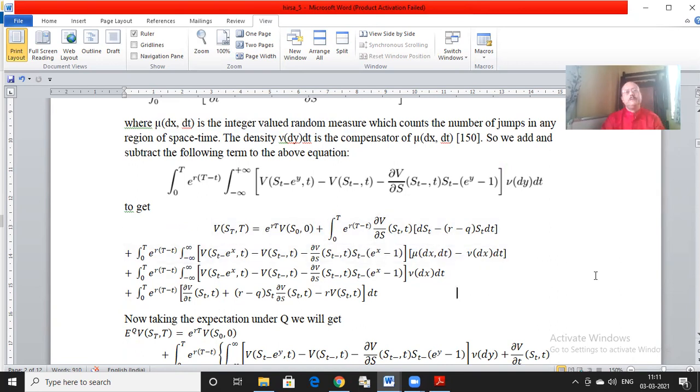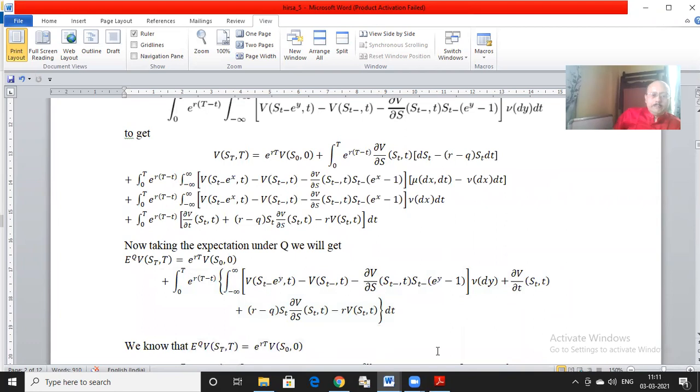Why do we do that? We do that because we want to simplify some of these terms so that our numerical algorithm is not unnecessarily complicated. So how do we go about simplifying?